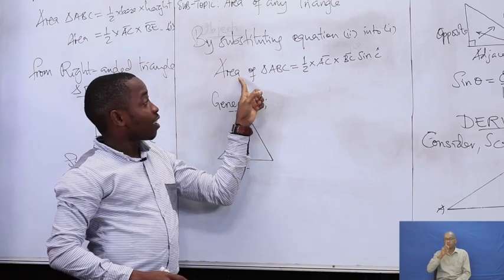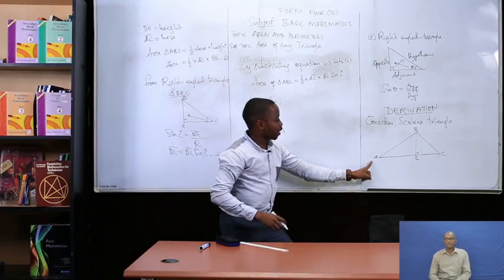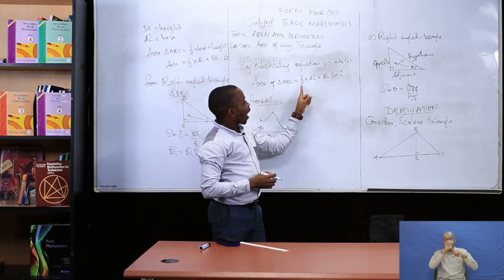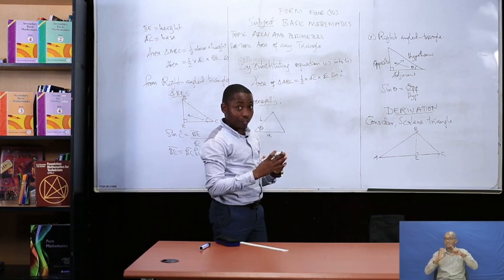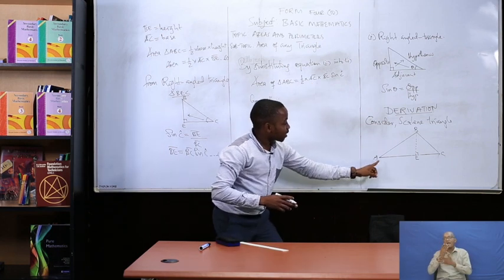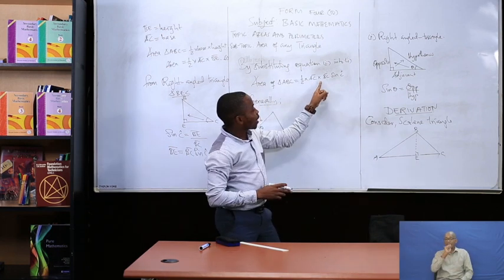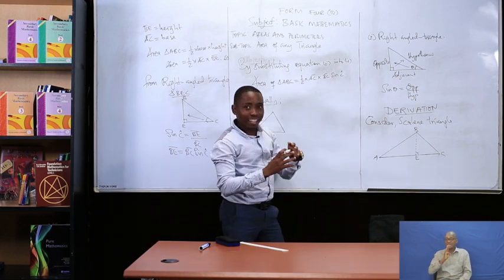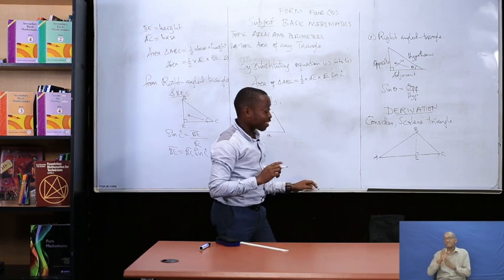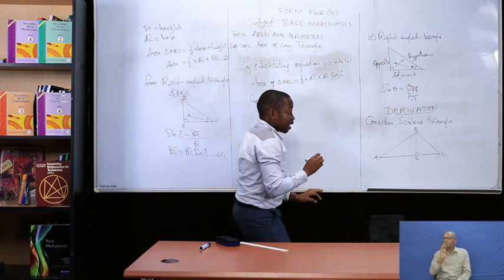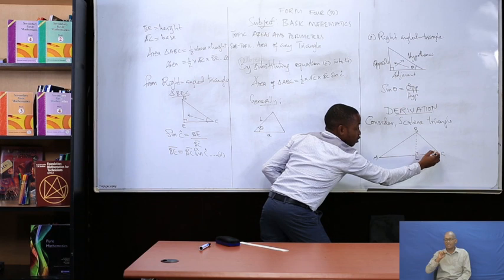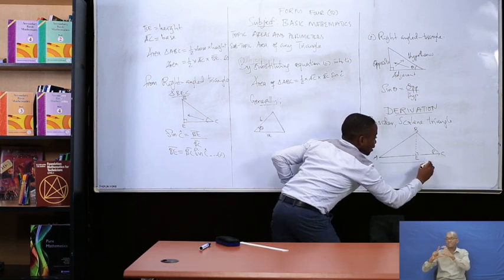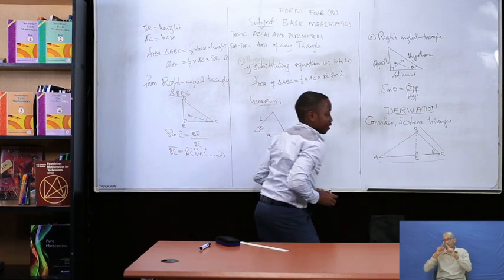The area of triangle ABC, it is obtained by taking a half times AC, observe it very carefully, AC multiplied by BC multiplied by sine C. Where is sine C? Sine C, this is what I want you to focus on. Sine C, this angle C, it is the angle which is between line AC and line BC.